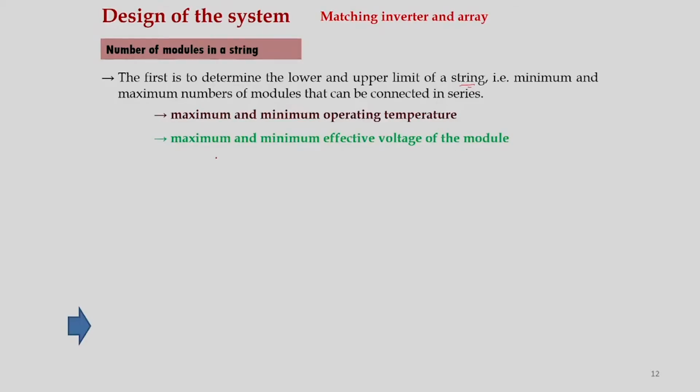Maybe in winter the minimum is 5 and in summer the maximum is 38. So, if we know this temperature variation, then from that we can calculate what will be the minimum and maximum operating temperature of a PV cell. Then we need to calculate the maximum and minimum effective voltage of the module. What will be the effective voltage of the module? That needs to be calculated once we are done with the maximum and minimum operating temperature.